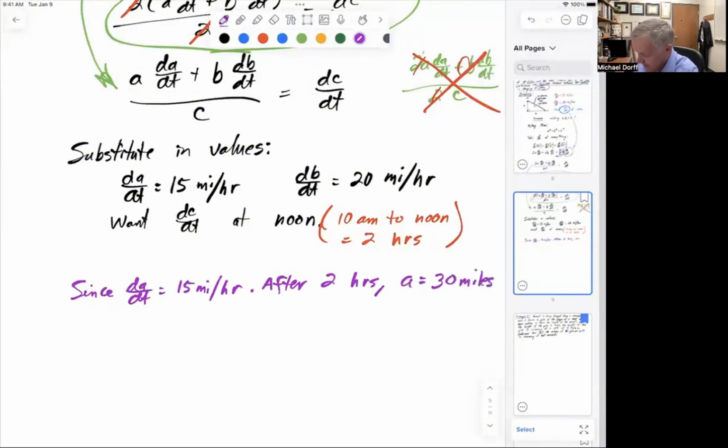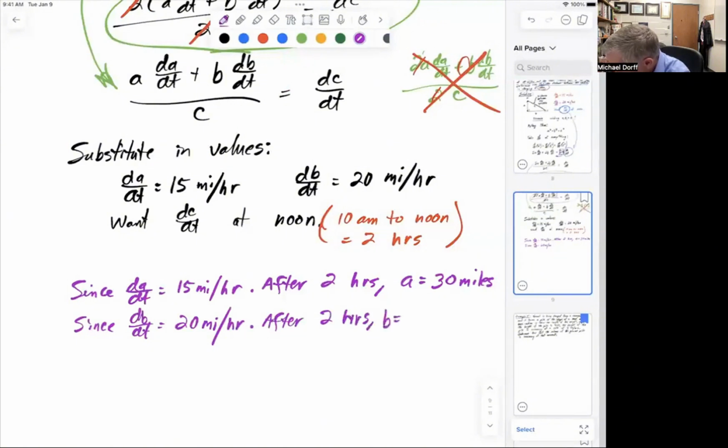That's how far A has traveled. 15 miles per hour, 2 hours. Multiply the 15 miles per hour times the 2 hours. Hours cancel out and you get 30 miles. Then likewise, since dB/dt equals 20 miles per hour, and 2 hours, then what's B going to be? B is going to equal 40 miles. 2 times 20 is 40. All right. What about C?